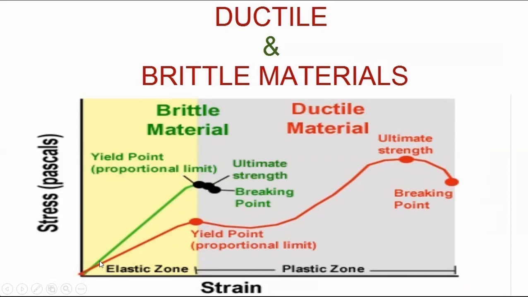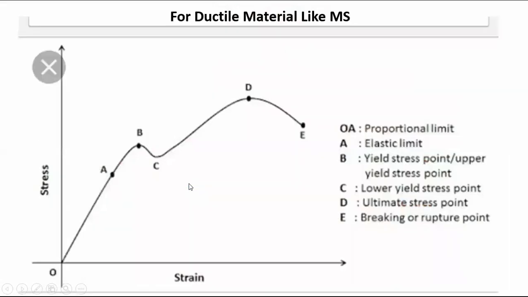Here point O to A, which we have seen in previous diagram, will be same. In brittle material also, there will be a proportionality limit, and the stress will be proportional to strain. In case of brittle materials also up to a yield point, that is point A. Here you can see.